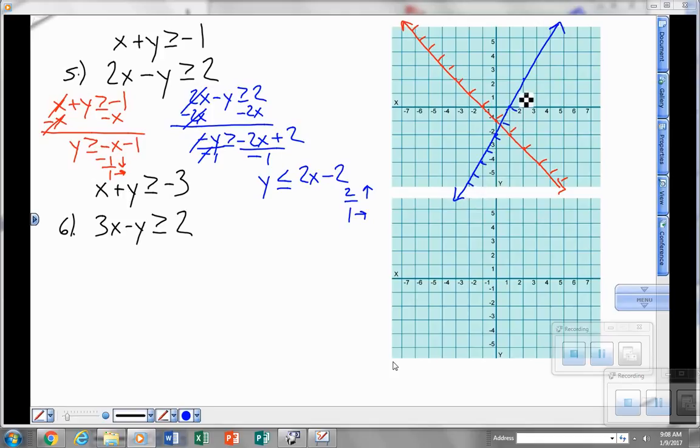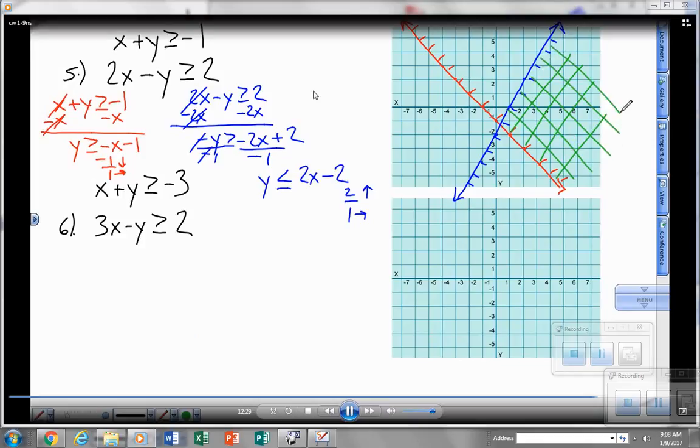Identify the one part of my graph where the shaded areas overlap. Fill that in. There you go. Any point in that area will satisfy that set of inequalities.